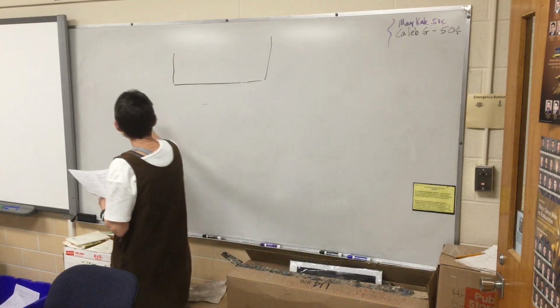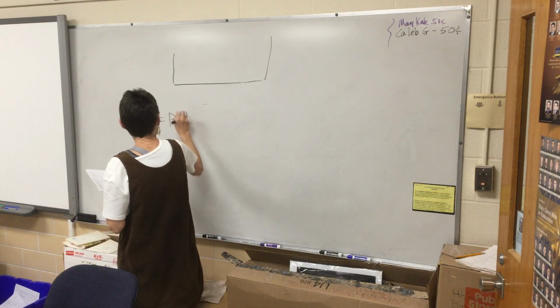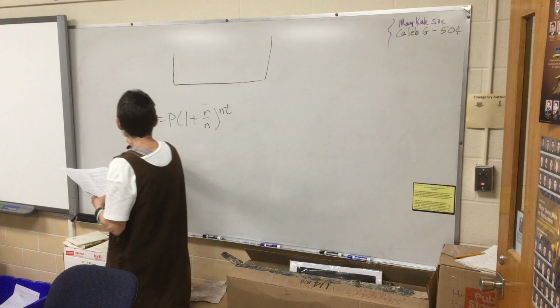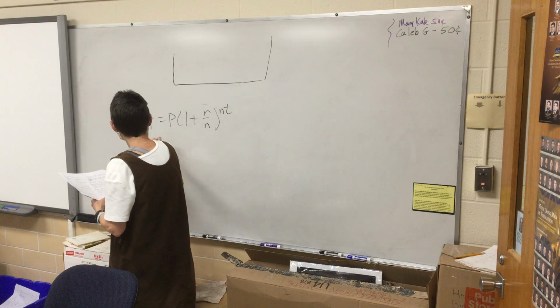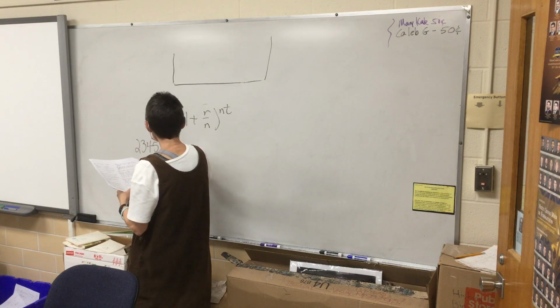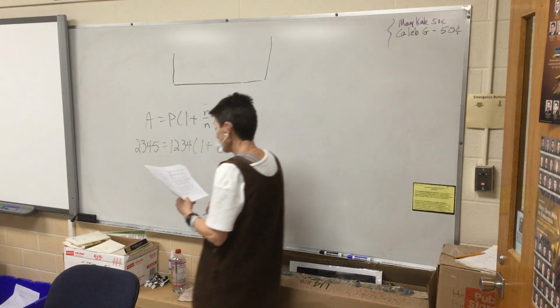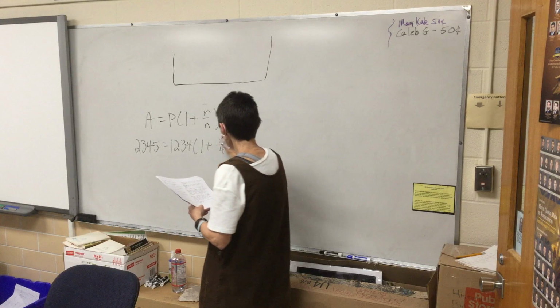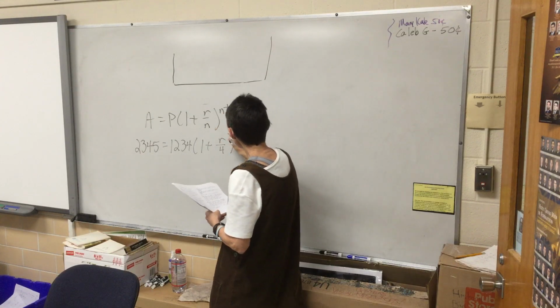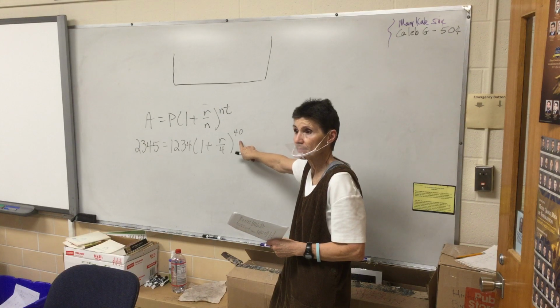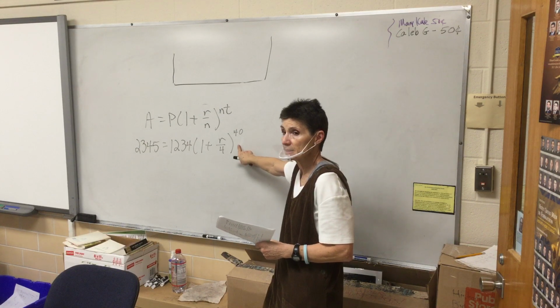So I want to end up with 2345, and I'm going to start with 1234, and I am compounding quarterly, and I'm doing it for 10 years. If I just make that exponent 40, is that okay with everybody? N times t, 4 times 10.